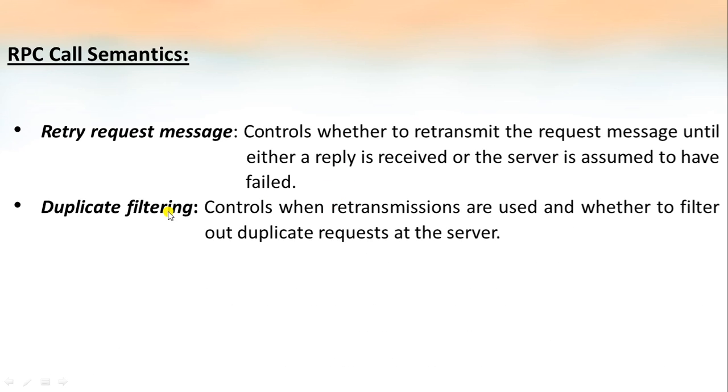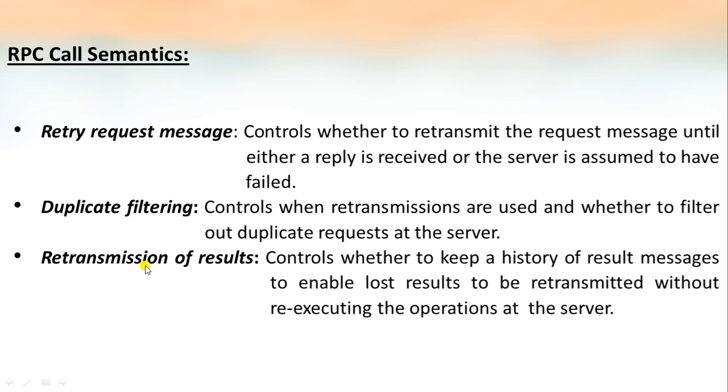The next one is duplicate filtering. Sometimes due to some issues, the client may send the request again to the server. It may happen due to a delay in the communication channel, so that sometimes the server will receive the request more than once. So duplicate filtering deals with controls when retransmissions are used and whether to filter out duplicate requests at the server.